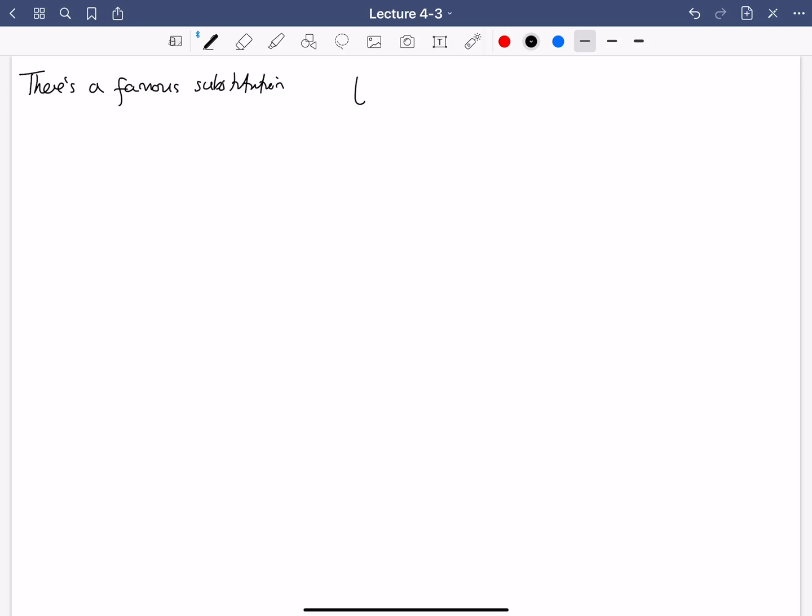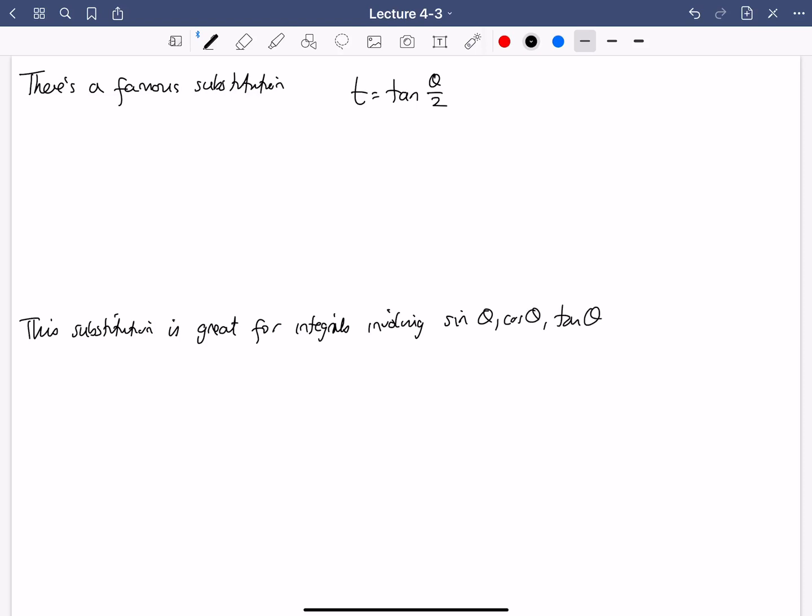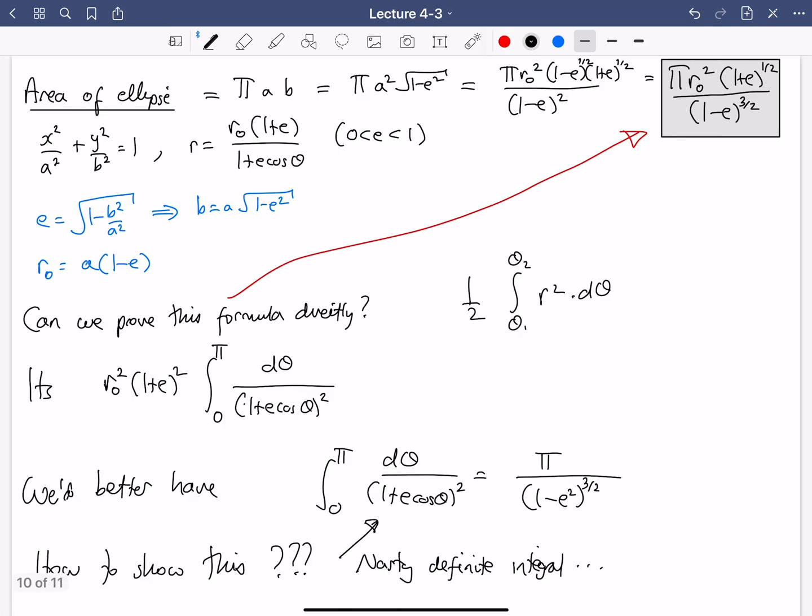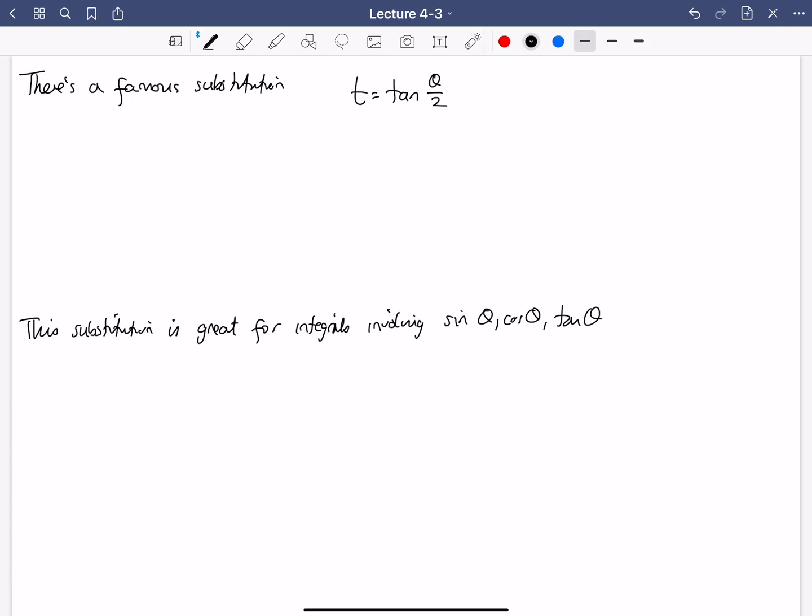So the substitution is t equals tan theta over 2. This substitution is really excellent for integrals involving some angle theta and trig functions, sine theta, cos theta, tan theta. And that's kind of what I've got here, right? I've got an integral. There's an angle theta, and look, it involves cos theta in it. So this is a sort of situation where you can always try this substitution.